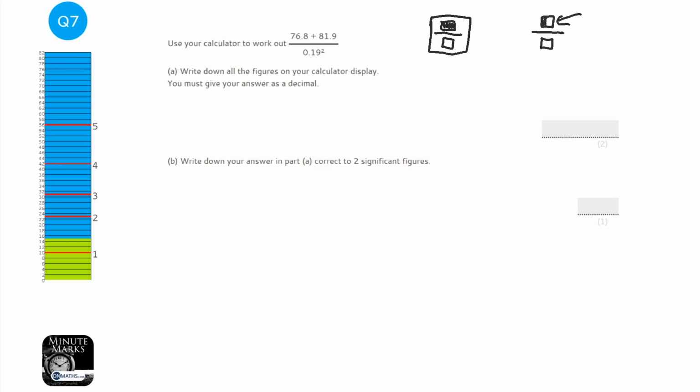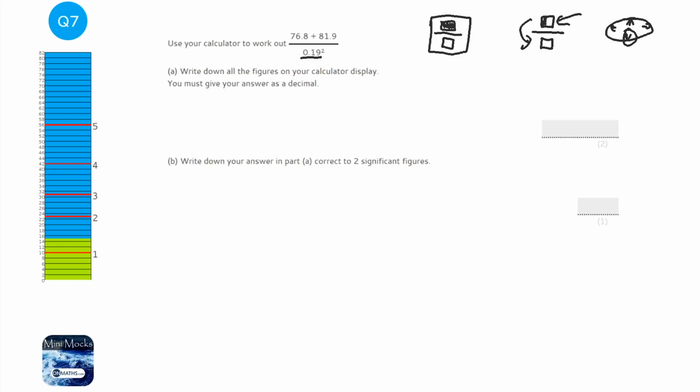Okay, so we want to fill in this top box first, since it's already flashing. So 76.8 plus 81.9. Okay, and so to shift downwards on the Casio calculators, there's a sort of cursor stick, a direction button thing. It's the big blue button beneath the screen on most of the calculators, and you just push the down to go to the denominator of the fraction. And then we need to fill in this bit here, so 0.19.